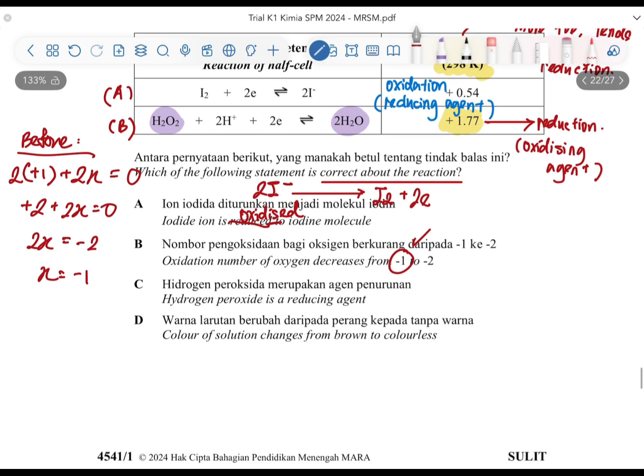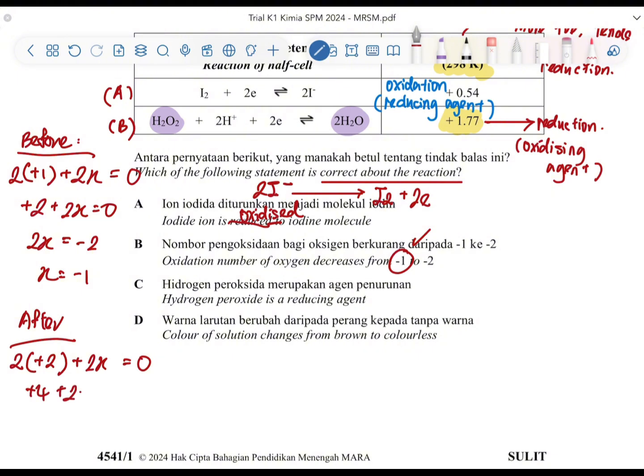So let's calculate for the after. So after, okay, so we have 2 water molecules and the +2 charge is because of the hydrogen ion, plus the 2X equals to 0 because we have 2 oxygen atoms as well. So our answer would be -2. So this is the correct statement B.